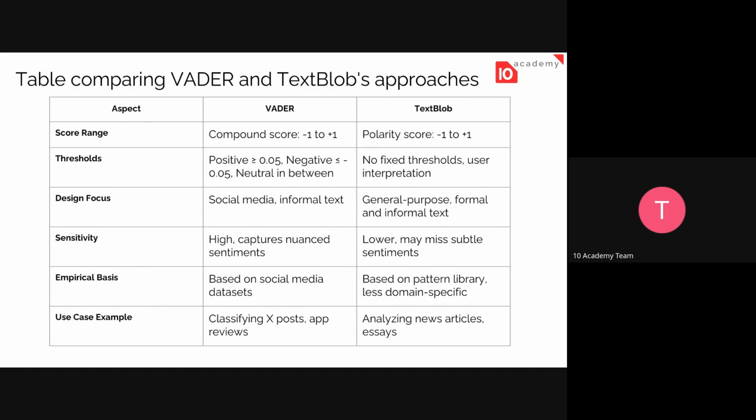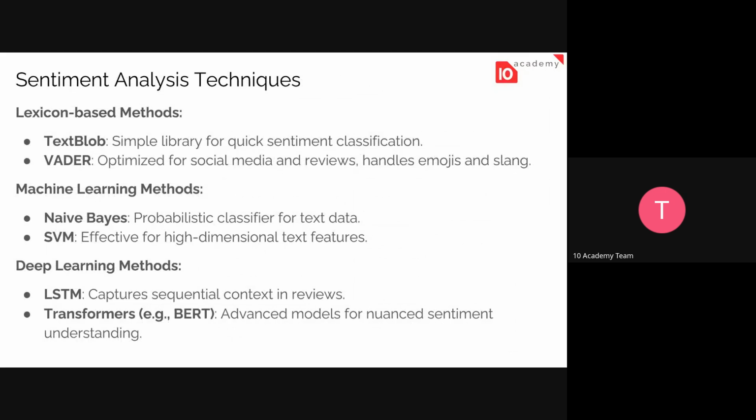For sensitivity, VADER is high and captures nuanced sentiment, while TextBlob is lower and may miss subtle sentiment. The use case for VADER is classifying X posts, the Twitter posts, and app reviews. So in this project, you are going to use VADER. You can also test TextBlob and see the difference. If you have time, do VADER and also TextBlob, and see the difference. TextBlob, as we have seen already, is for analyzing news articles, essays, and so on. So these are the libraries we use for these methods.